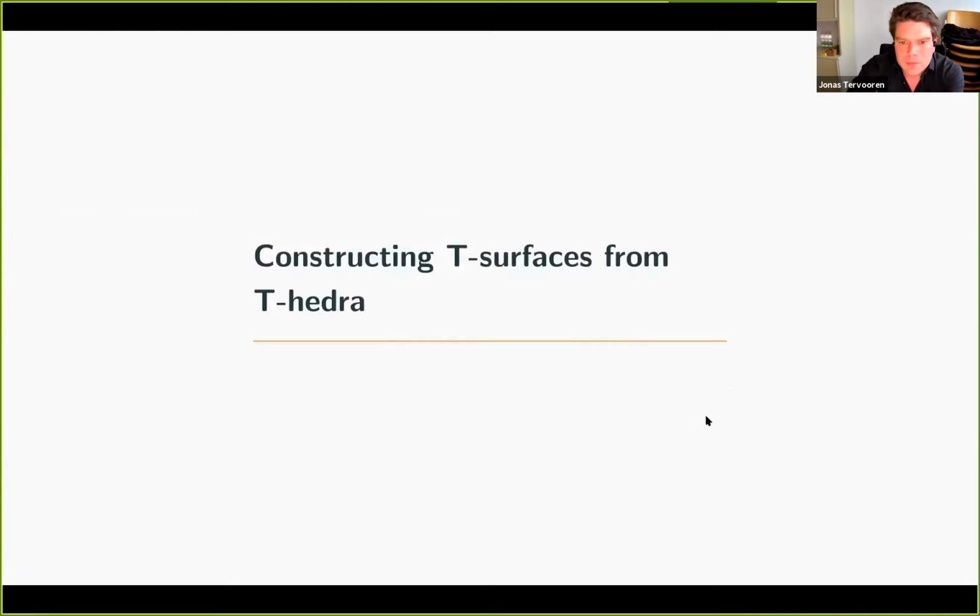All right, that is my part about the discrete T-surfaces, the T-hedra. And now I will stop sharing, and Arvin will continue with the smooth T-surfaces.